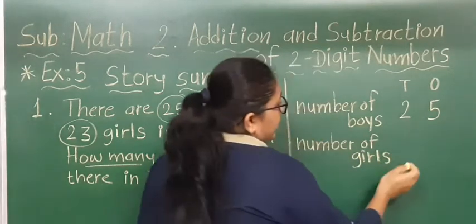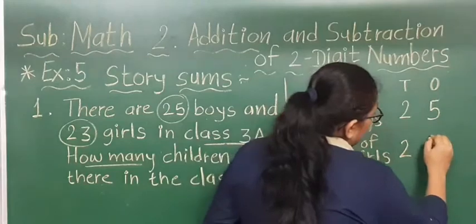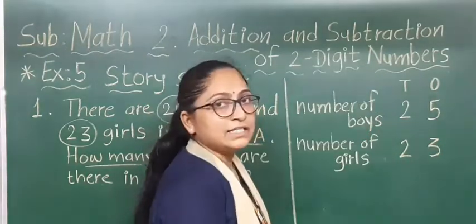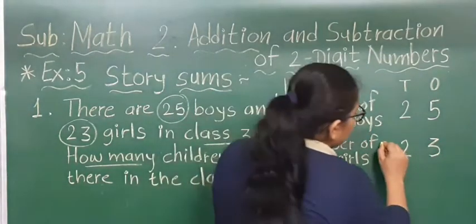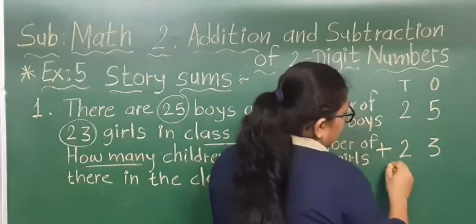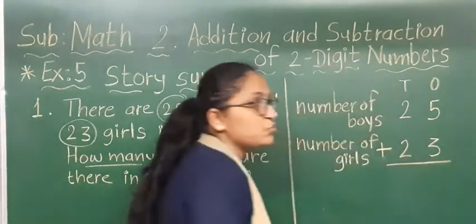Okay. So here you can write down the number of girls, that is 23. For the answer here we have to do the addition. So put the symbol of addition and then count them together.